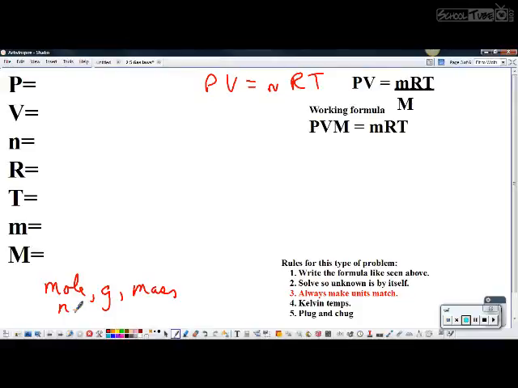Alright? So if it says mass as a unit, what do I do? Use the black one or the red one? You're going to use the black one because it has M's in it, and M's stand for mass.